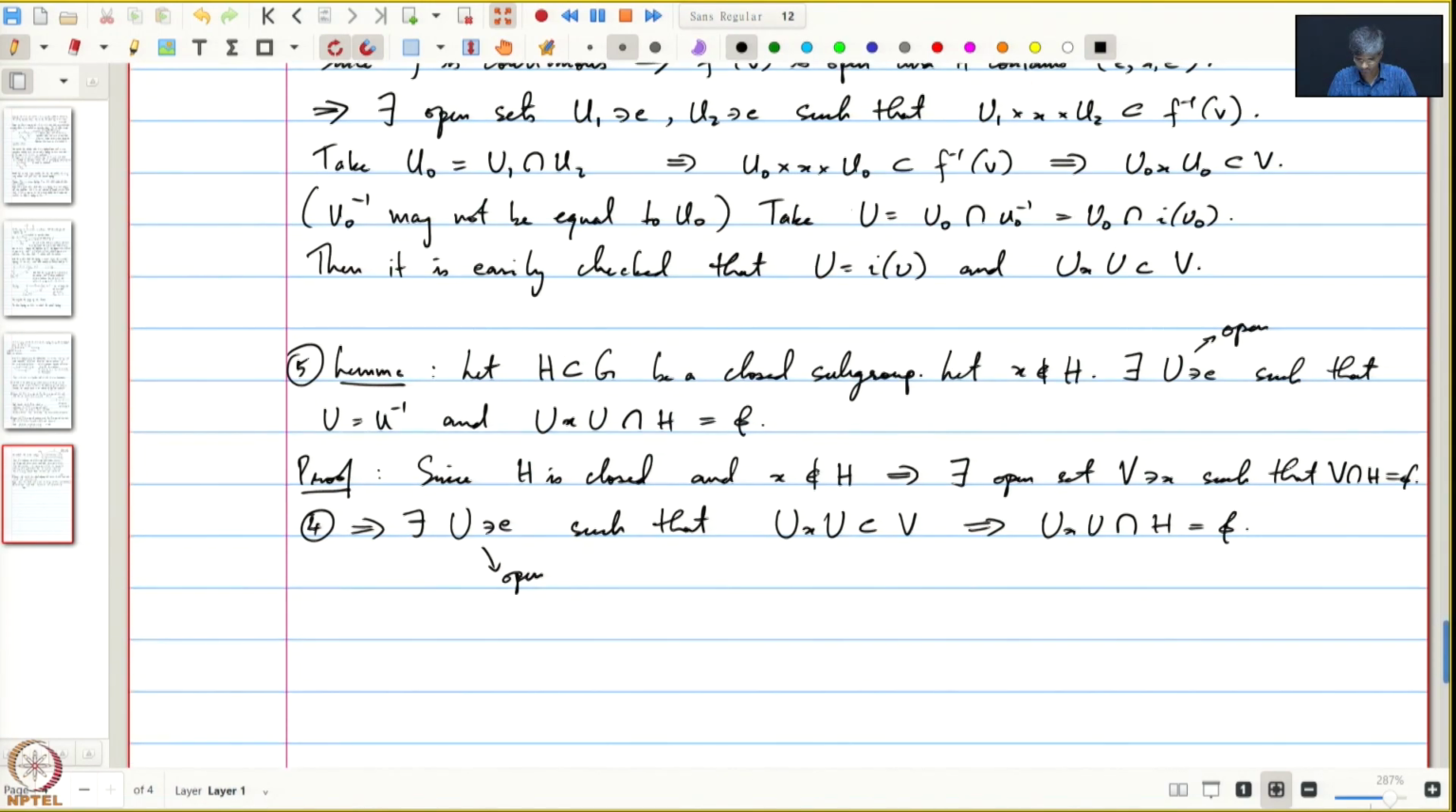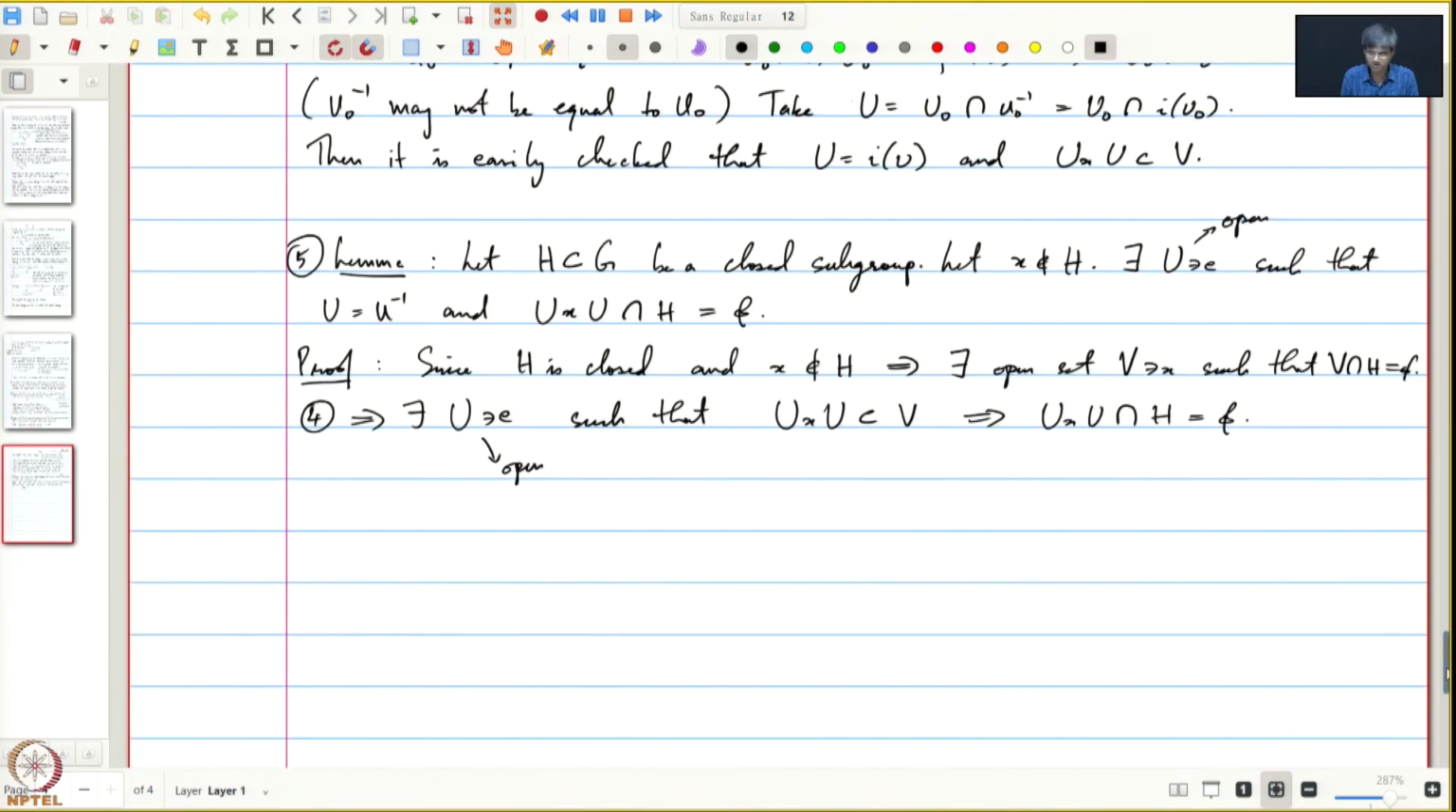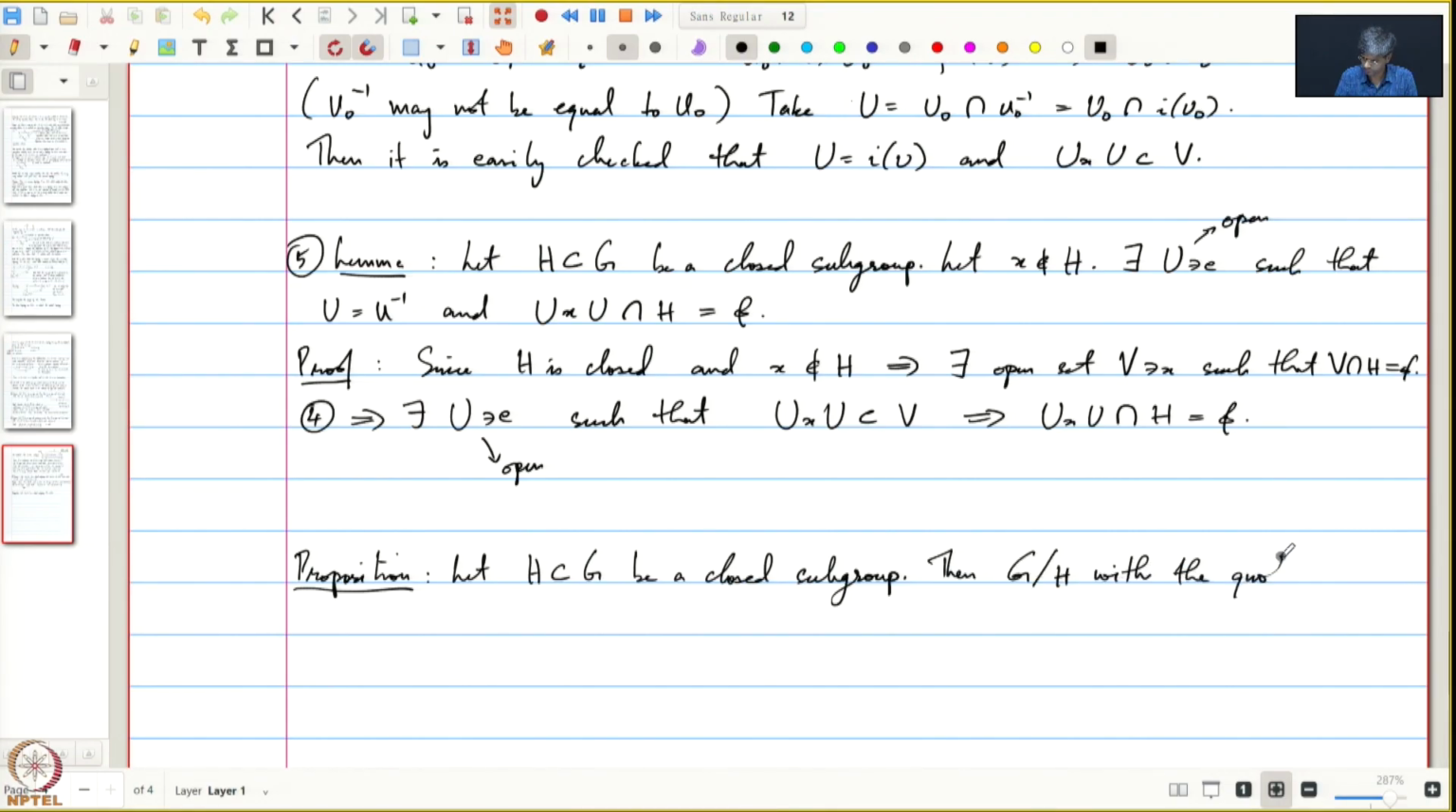Okay. So using these preliminary results, we prove the following proposition. Let H contained in G be a closed subgroup. Then G mod H with the quotient topology is Hausdorff.